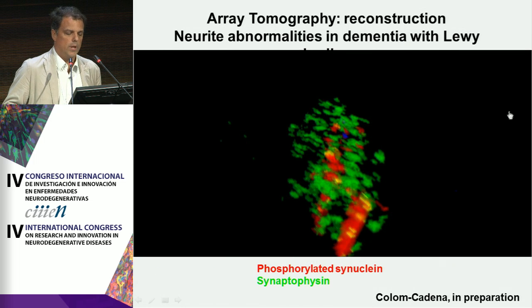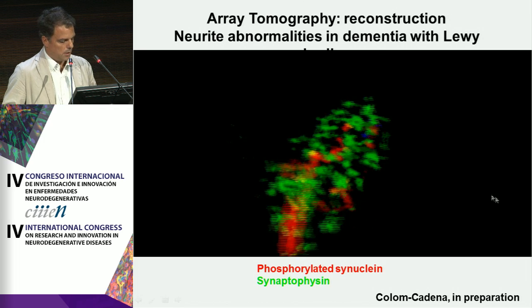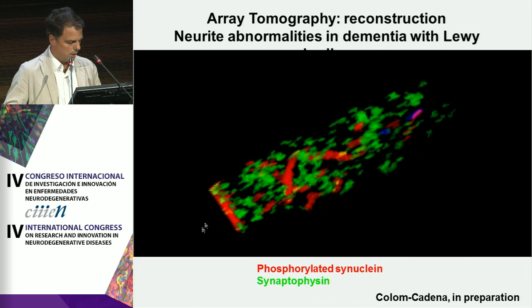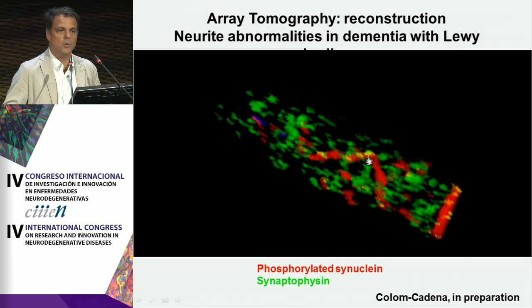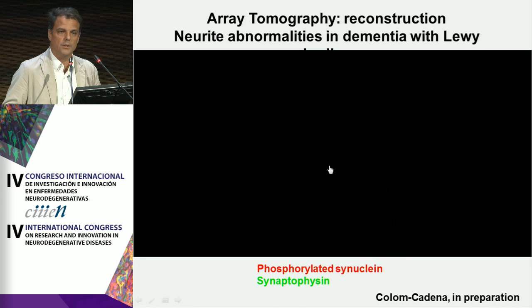This is our data. This is a patient with dementia with Lewy bodies, and this is a case where we stain phosphosynuclein in red, and as you know, phosphosynuclein accumulates in neurites in dementia with Lewy bodies, in addition to the Lewy bodies, and then in green we have a presynaptic marker, synaptophysin. And then you can reconstruct the image, and you can see here the neurite in red, and the synapses in green, and there are some yellow dots that are regions where the synapses are in close contact with alpha-synuclein.